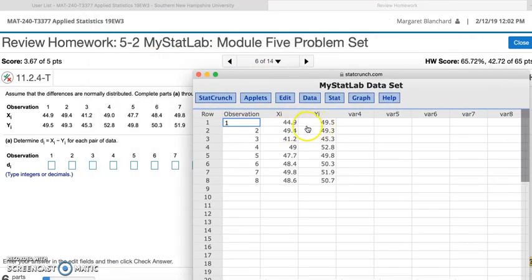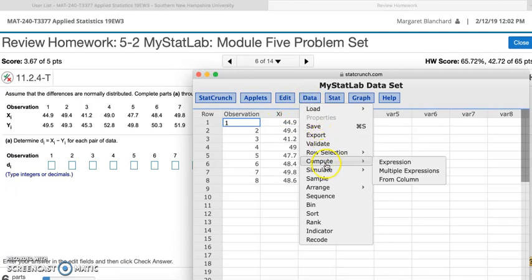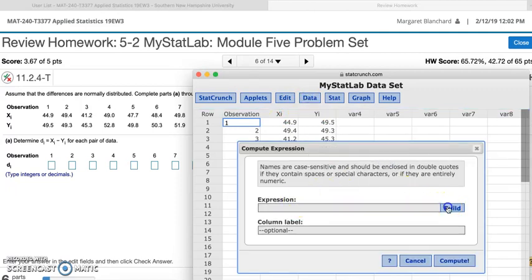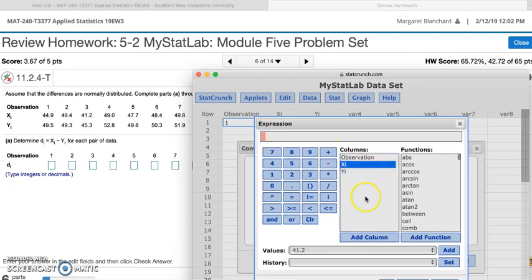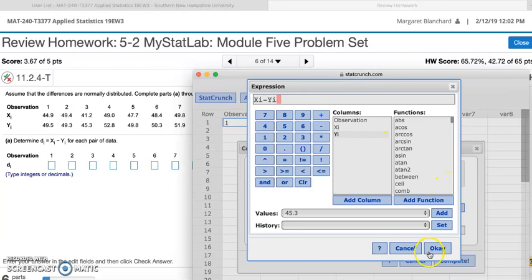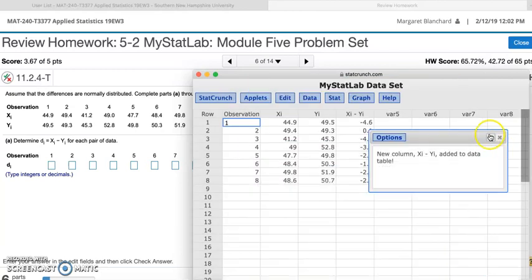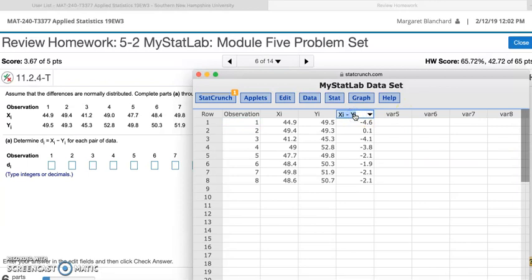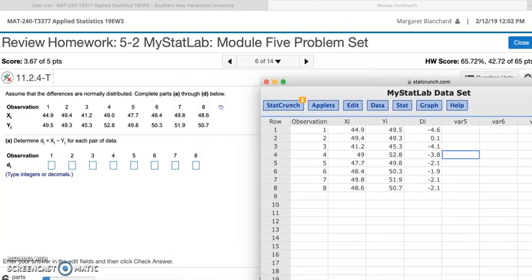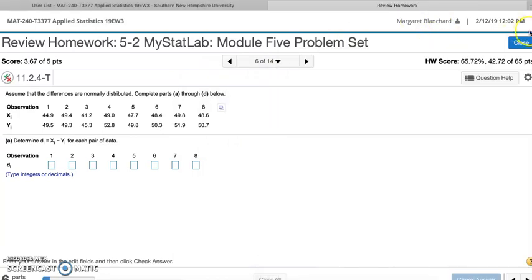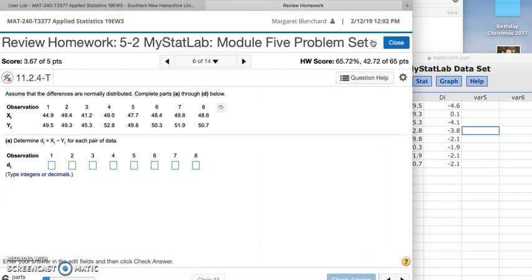So once we open the data set in StatCrunch, we have our 8 observations, our X column, and our Y column. To create a new column with our differences, we're going to go to Data, Compute, Expression. We're going to build it. So we're going to click on xi, Add Column, Subtract, yi, Add Column, and then I'll show you, click OK, and Compute, and it creates that new column. You can either leave it as that, or I'm just going to call it di. It's not completely important, but let's go ahead and make this screen a little smaller just so we can see them at the same time. So let's go in order.